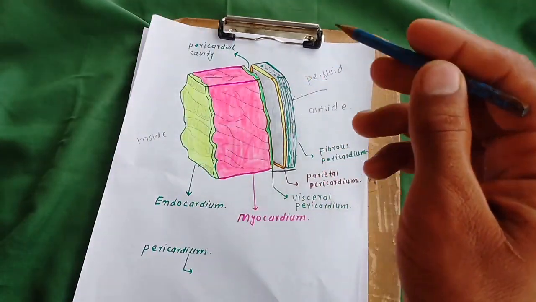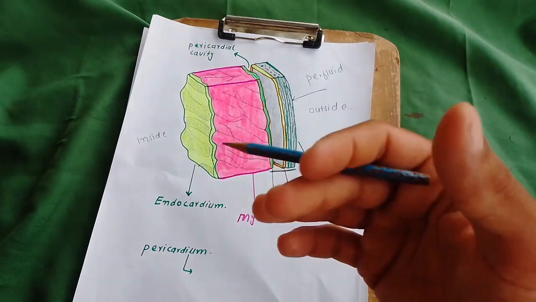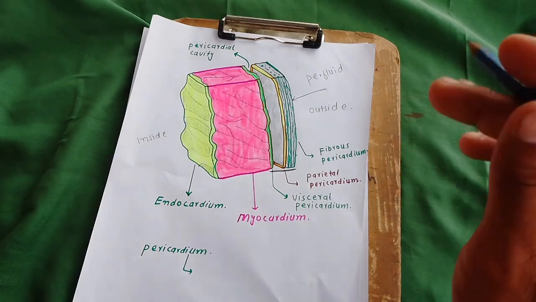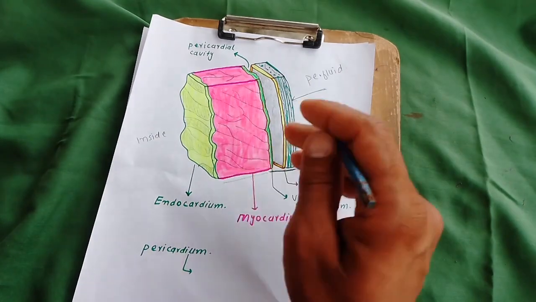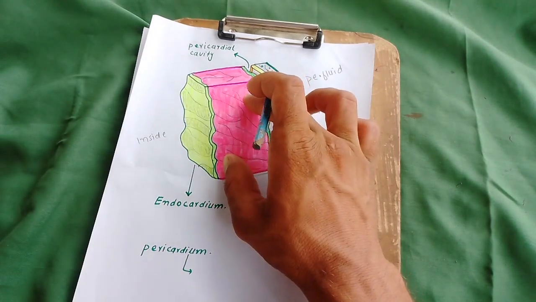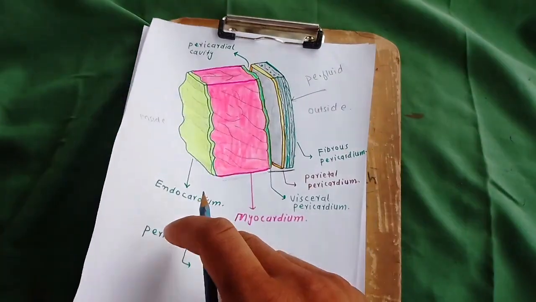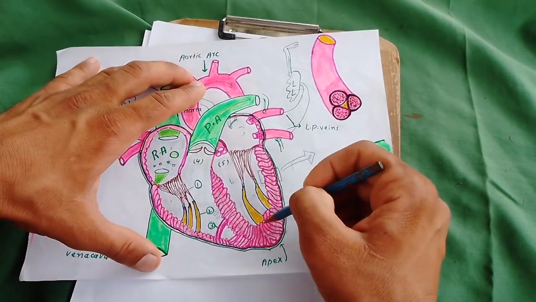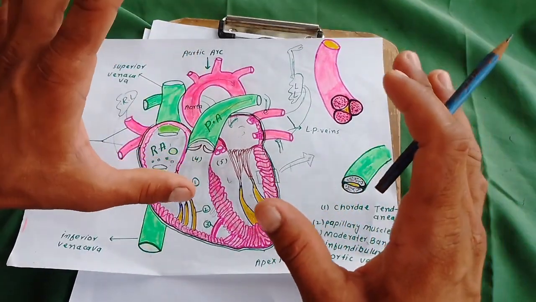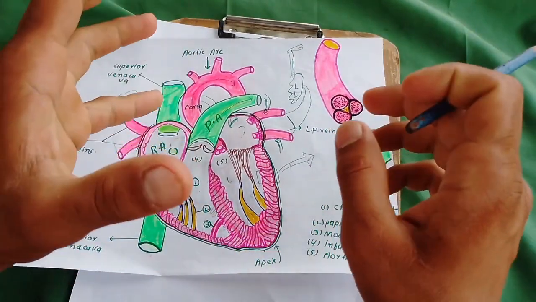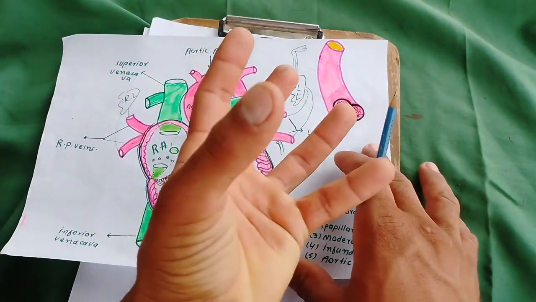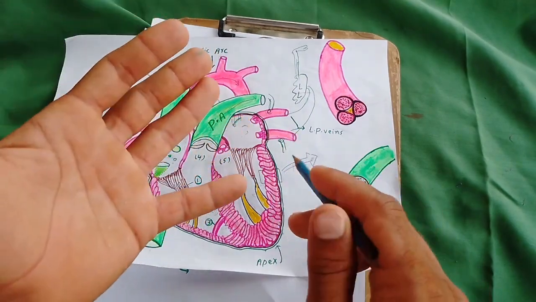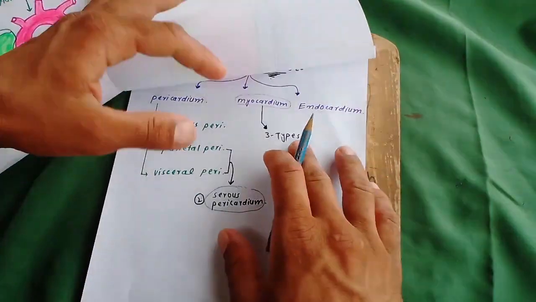Another layer is the myocardium. Myocardium is the wall that is the actual bulk of the heart, which is called cardiac muscle. You can see here in this color the ridges. These are the myocardium. So this is the actual bulk of the heart. There are three types of cells present in the myocardium.